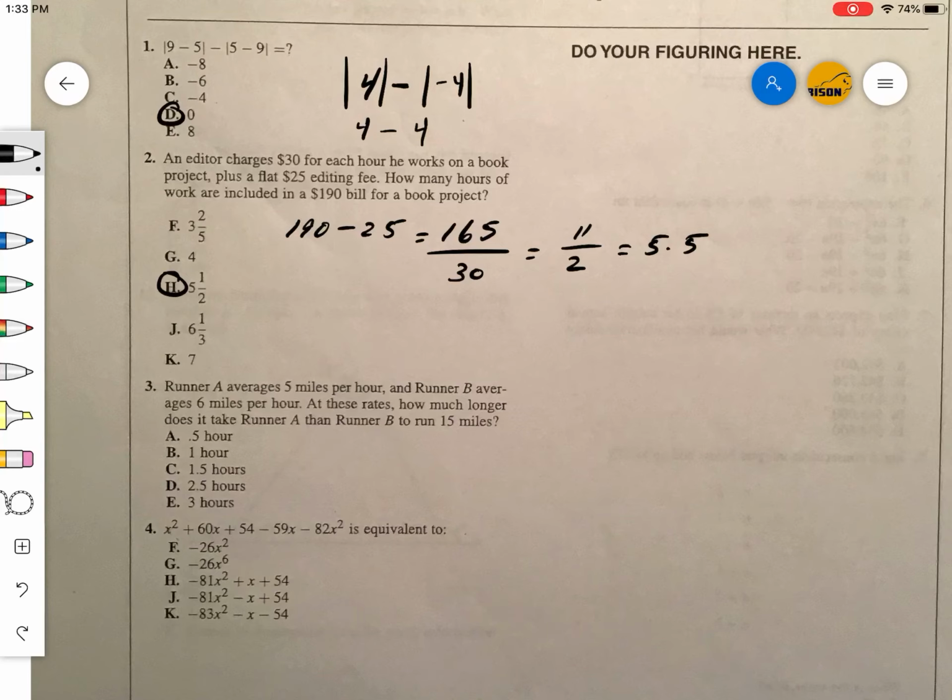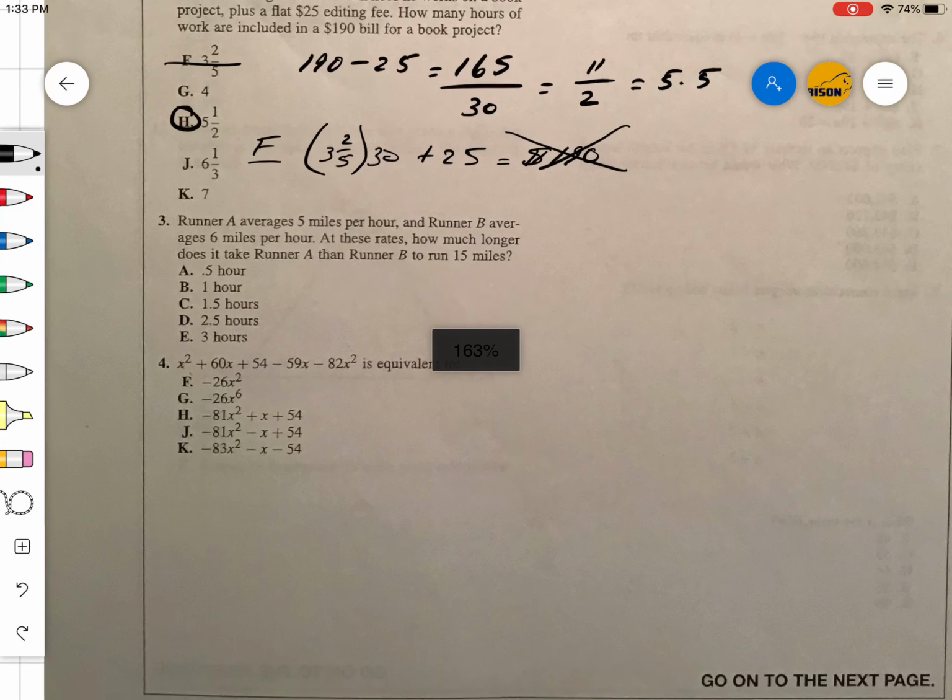Now, alternative method, we could use all of our answer choices. So if I wanted to try F, let's say I wanted to try F. I could do 3 2/5. I could multiply that by 30 and then add 25 to it and see if it's $190. If it's not, then cancel out F. And then you could do that for G, then H, then J, then K, and one of them is eventually going to give you $190.